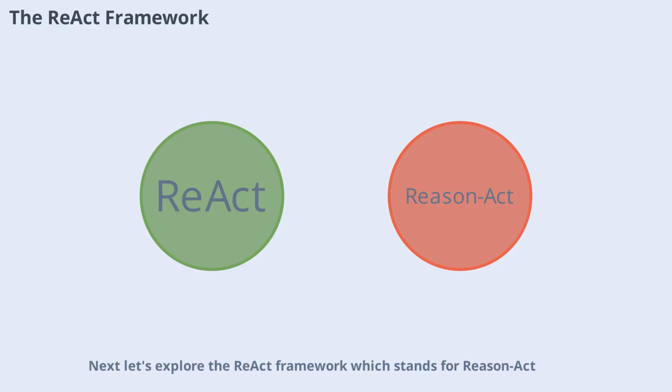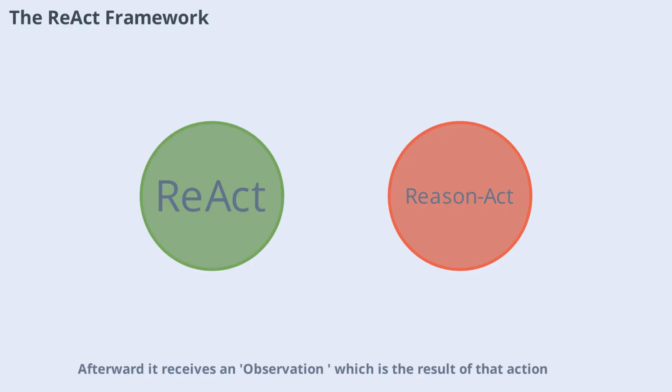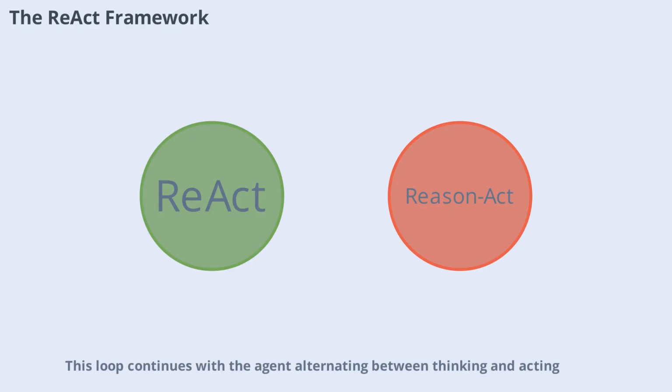This iterative process is what sets AI agents apart from basic prompt response models, making them far more powerful for complex tasks. Next, let's explore the ReAct framework, which stands for Reason Act. This approach combines two key elements: reasoning and acting. The agent first generates a thought to analyze the current state, then takes an action like performing a web search or making an API call. Afterward, it receives an observation, which is the result of that action. This loop continues, with the agent alternating between thinking and acting until it reaches a final answer. This framework is especially useful for tasks that require both logical analysis and real-world actions.